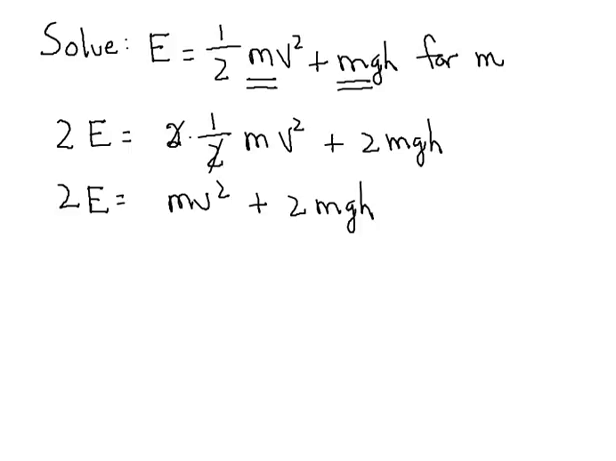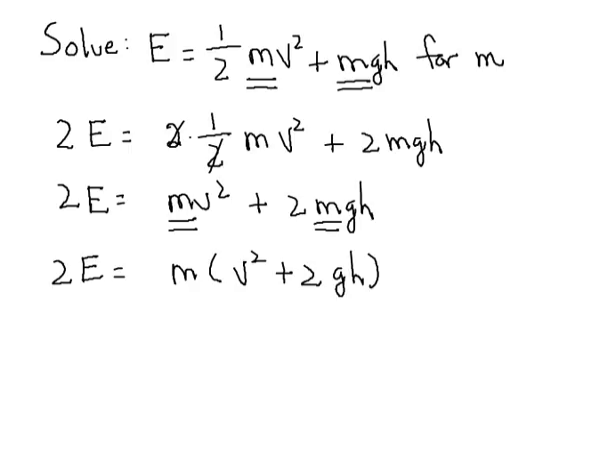Now here's where the strategy is a little bit different from what we've done before. Because the variable that we're solving for appears in both terms on the right hand side, what we need to do next is to factor that variable out from both terms. So we're left then with, on the right hand side, little m times the quantity v squared plus 2gh. Now you notice then the coefficient of little m is the quantity v squared plus 2gh. So to finish up then, all we need to do is to divide each side of the equation by that coefficient.